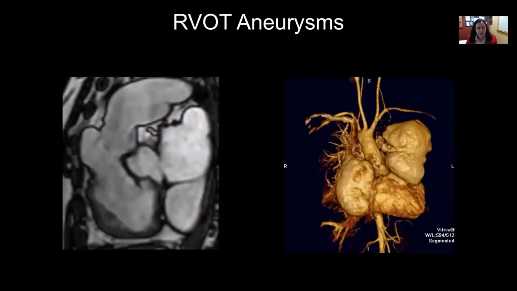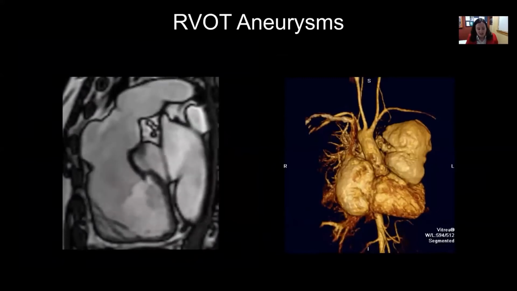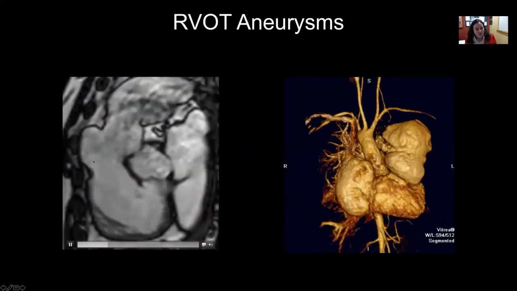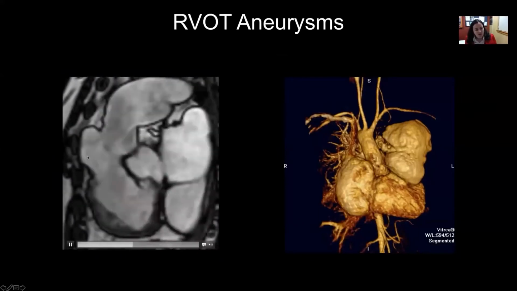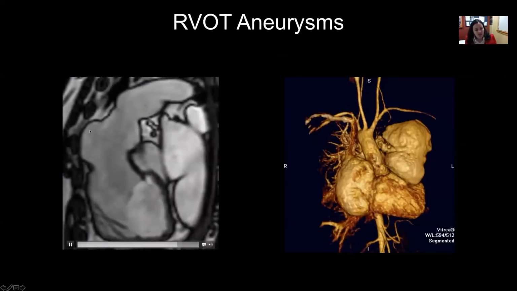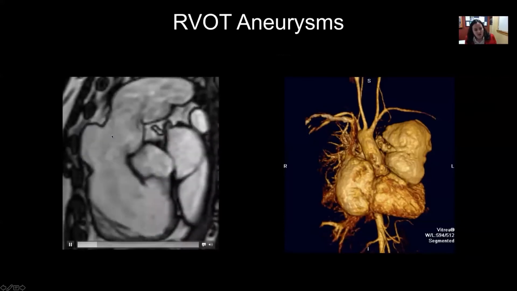MRI does a beautiful job looking at the geometry of the right ventricular outflow tract, as shown in several images here. This is that right ventricular outflow tract view where you can see this area of the anterior infundibular wall as you go out to the main pulmonary artery.